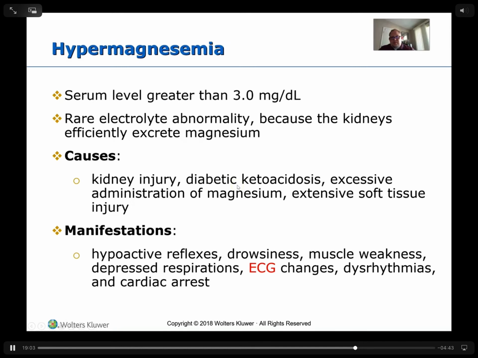Hypermagnesemia. This should be vaguely familiar just from your OB lectures as well, right? When you're talking about patients with eclampsia. Serum level greater than 3.0, a rare electrolyte abnormality because the kidneys effectively excrete magnesium. Some different causes: ketoacidosis, excessive administration of magnesium. Manifestations: you've got hypoactive reflexes, drowsiness, muscle weakness, depressed respirations, ECG changes, and once again, dysrhythmias or cardiac arrest.